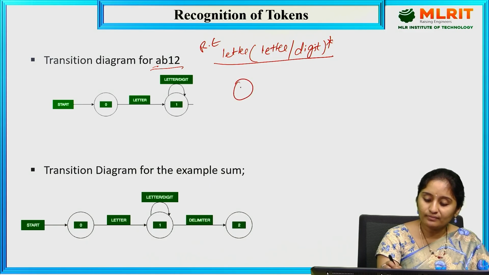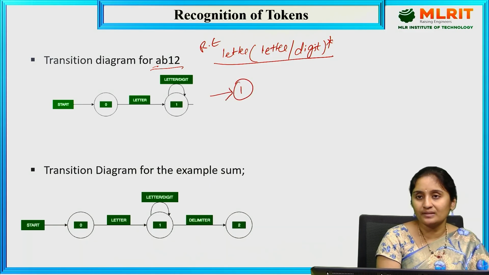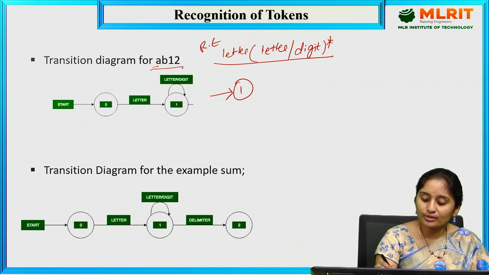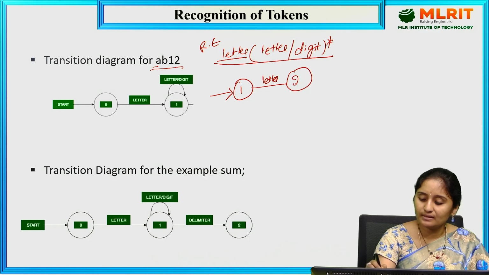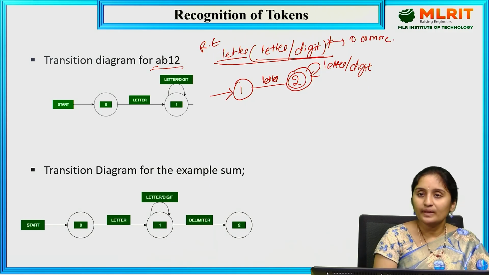This is my starting state, and the start state is indicated with an arrow. The first thing I have is a letter; at least there should be one letter. The second state is my final state, and there I can have letter or digit, a combination of letters, digits, or both. The star points to 0 or more occurrences.